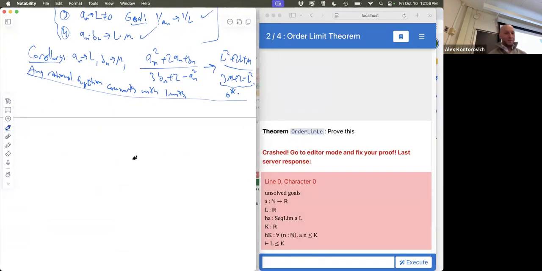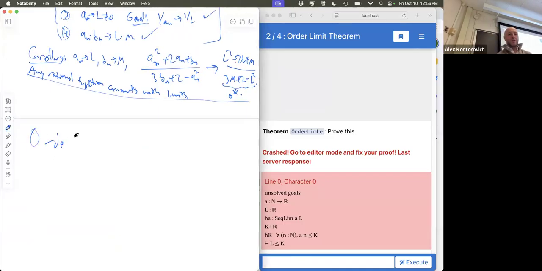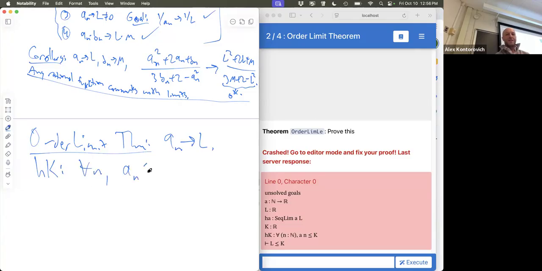So this is the order limit theorem. It's a very obvious theorem from a human standpoint, and then the question is, how do you actually prove it? The theorem says you have a sequence an that goes to L, and you have this hypothesis called HK, which is that for all n, an is less than or equal to k.